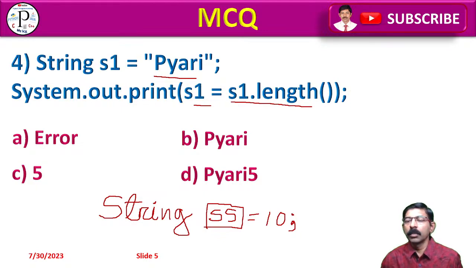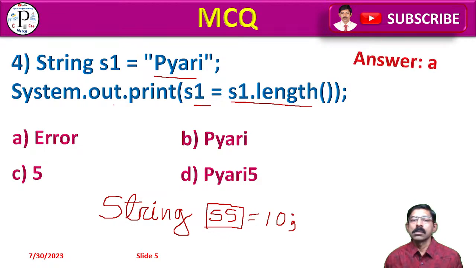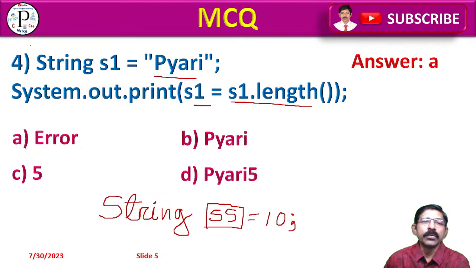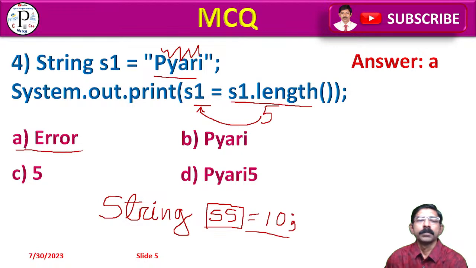Because int value cannot be given to string. Yes, now it is the correct answer. Int value cannot be assigned. Now it is error. Now here s1 dot length will give me value 5 because we have 5 alphabets: 1, 2, 3, 4, 5. S1 dot length is 5. But the problem is this 5 is assigned to S1 where it is not allowed. So that's why it is an error.